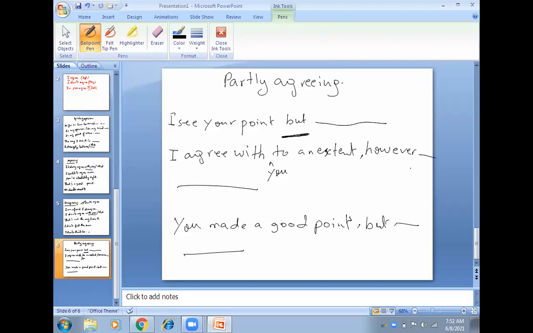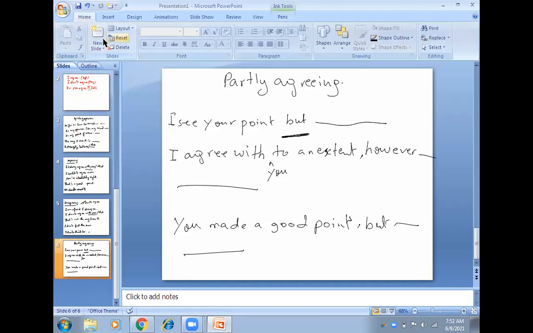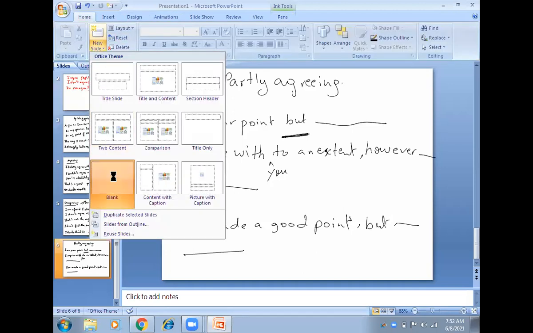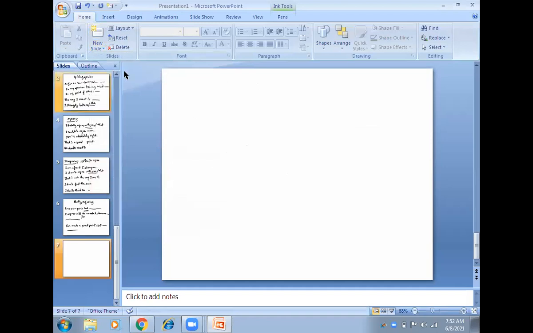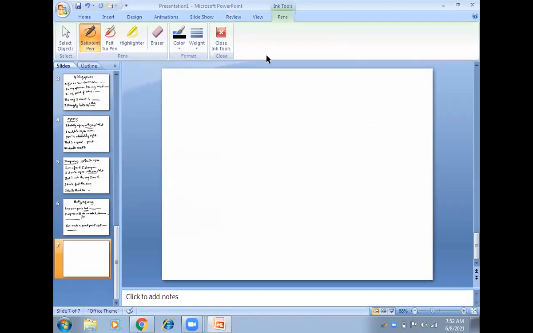However, then you can add your own opinion. You made a good point, but there is something that is missing, or something that you see the person did not see, because everybody has different ways of thinking and different ways of seeing things. Okay, so actually these expressions are going to help you in your spoken and also in your written English.